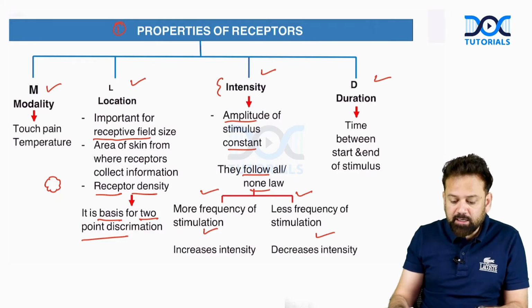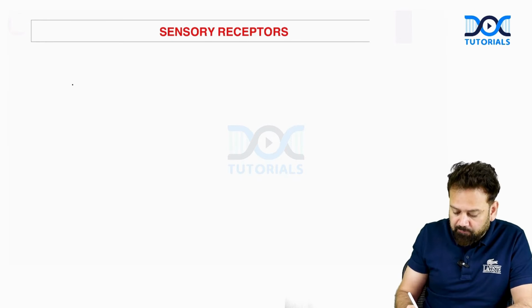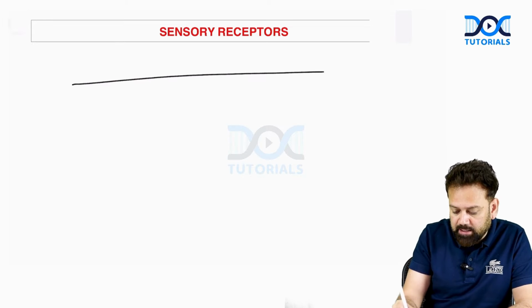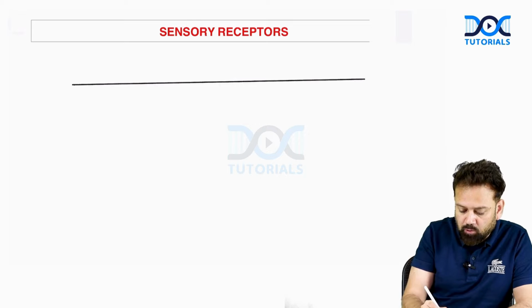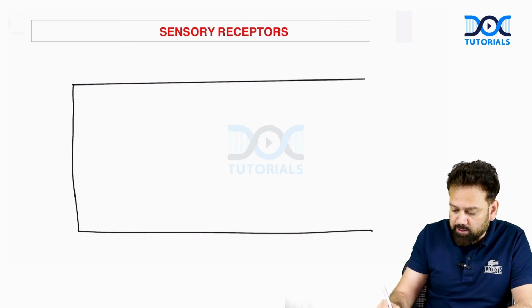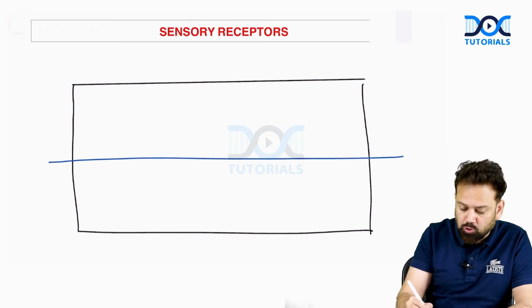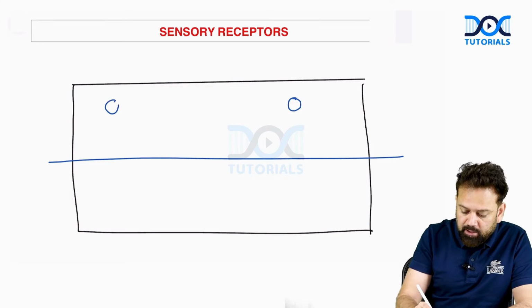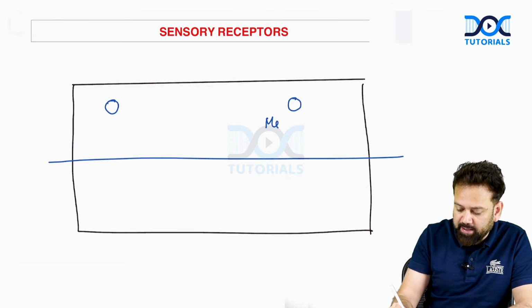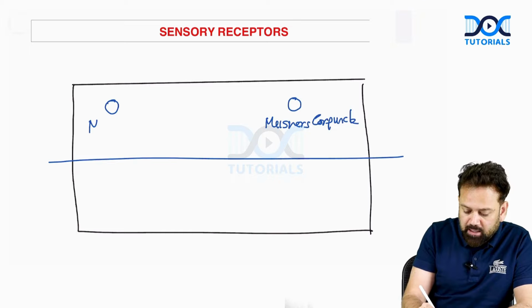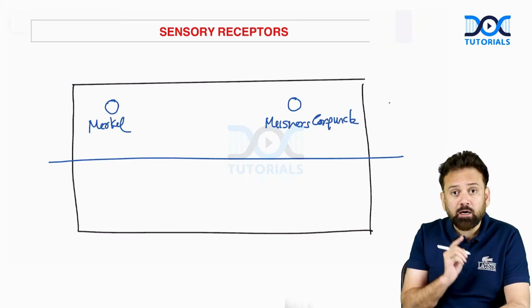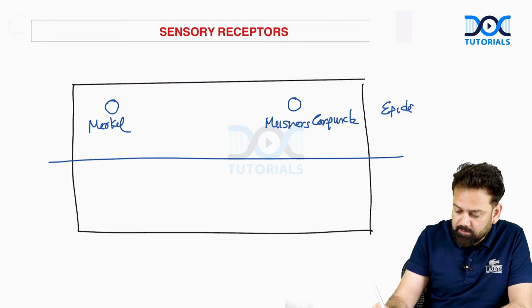After that comes sensory receptor. There are 4 receptors. 2 are present in the epidermis, 2 are present in the dermis. How to remember these 2? Very simple. In the epidermis, there are 2. What are those? Number one, we can say it is called as Meissner's capsule. It is called as Meissner's capsule. It is called as Merkel disc. Both are in the epidermis.